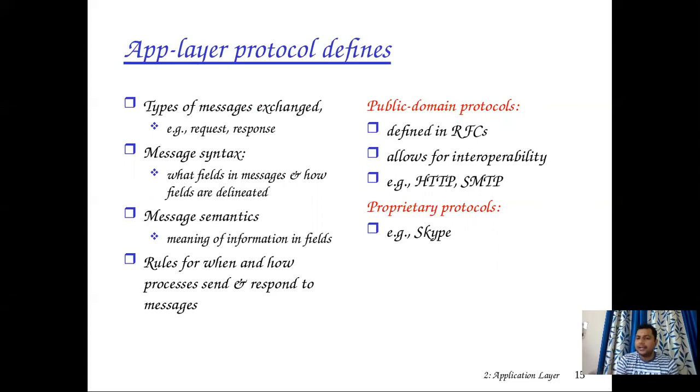There are certain public domain protocols which allow for interoperability so that everyone can use them. There will be some sort of standardization. These are protocols like HTTP and mail transfer protocol. There are a whole bunch of protocols in the public domain. Everyone can use them, and there is nothing proprietary about them. But there are certain proprietary protocols also, like Skype, which is a communication protocol held by Microsoft.